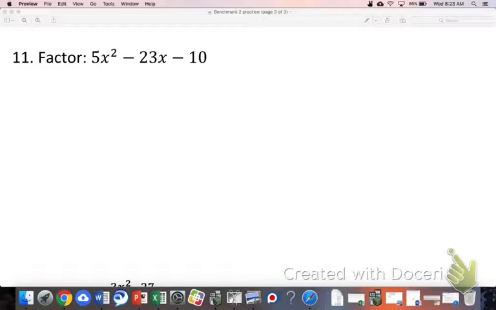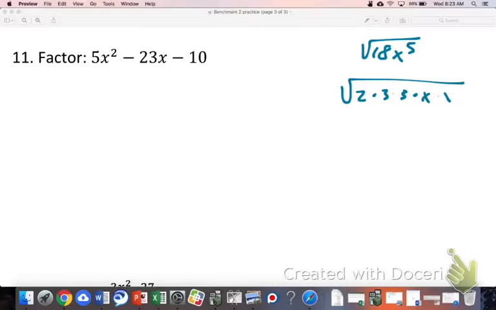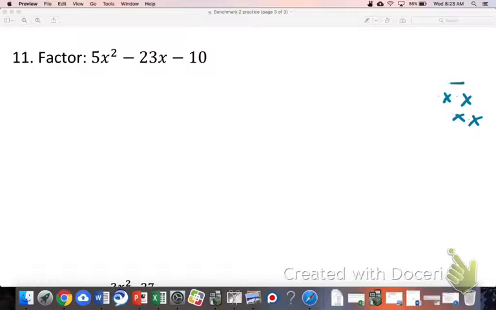Okay. So let's just think about it like this. Didn't we do stuff like this? Didn't we have like 19x to the fifth? Or not, 19 is a terrible example. How about 18x to the fifth? Didn't we break that down into factors by writing it as 2 times 3 times 3 and then a bunch of x's? So we've done a bunch of prime factoring lately. That's not going to work here because this is a trinomial, not some monomial expression. So we're going to have to use a different strategy.